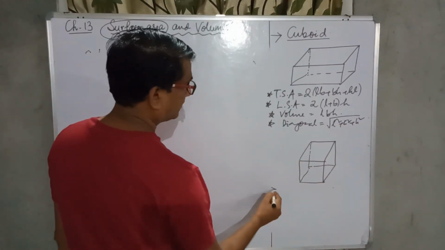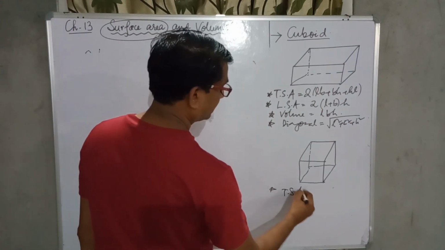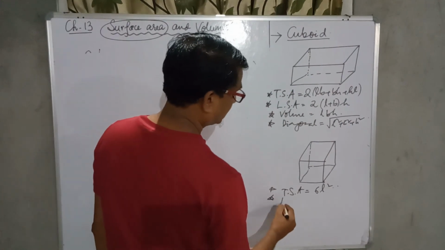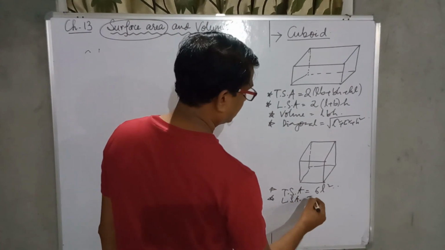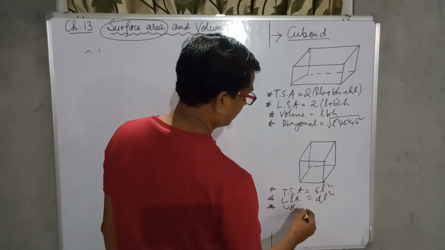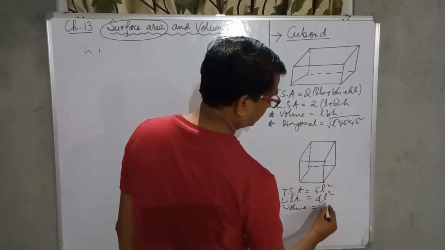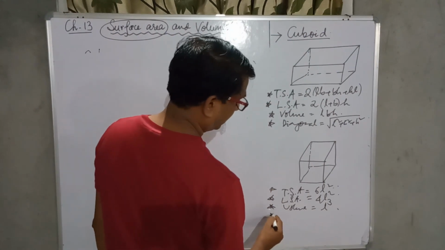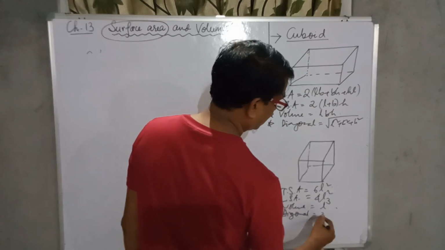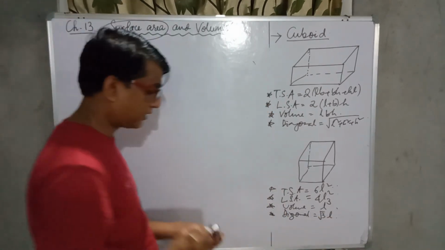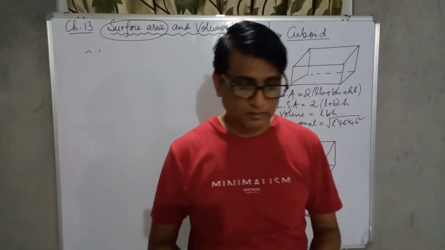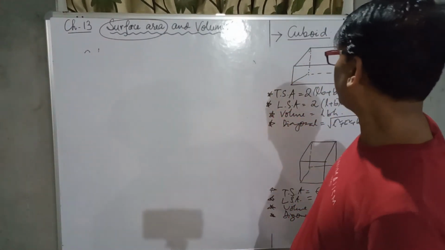Okay, for the cube, total surface area is equal to 6L square. Lateral surface area is equal to 4L square. Volume is equal to L cube. Diagonal is equal to root 3 L. Okay, now let us see the questions. These things you have to remember.